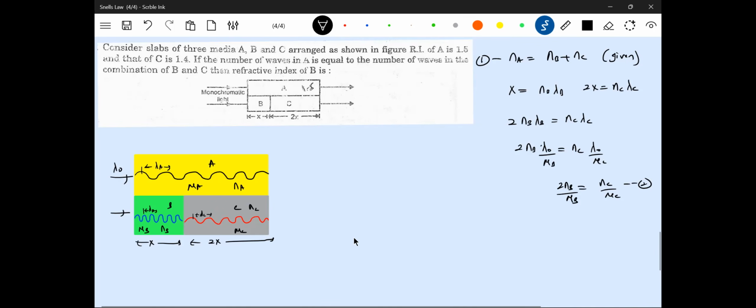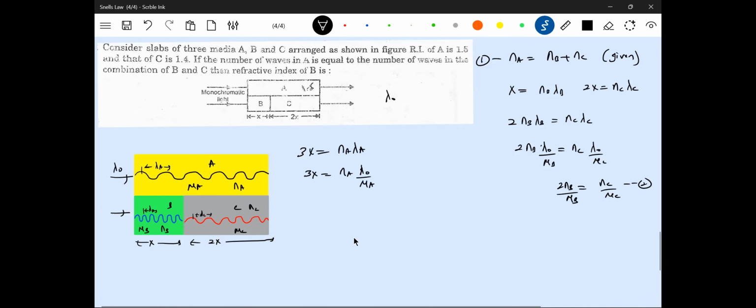Looking at this slab, what can be the length of slab A? It should be x plus 2x, so 3x. Looking at slab A, this 3x must be equal to Na into lambda A. So 3x equals Na lambda A, which will be lambda naught by mu A.